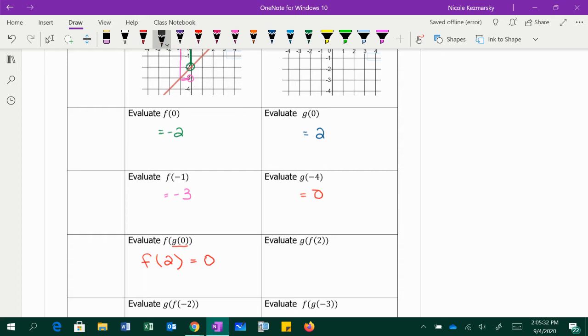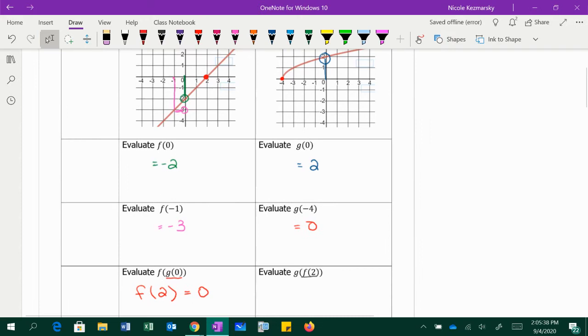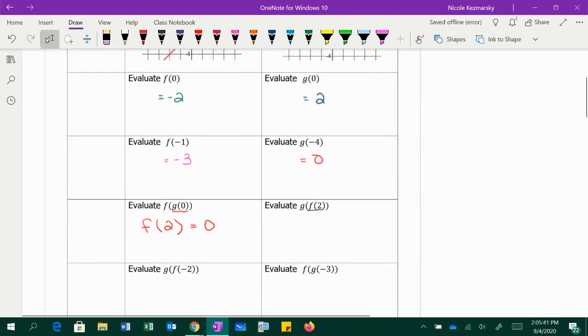G of f of 2, well, I'm going to work from the inside out. So I'm going to find f of 2, which we just found. That happens to be 0. So we're going to say g of 0. And g of 0 we know from up top is 2.